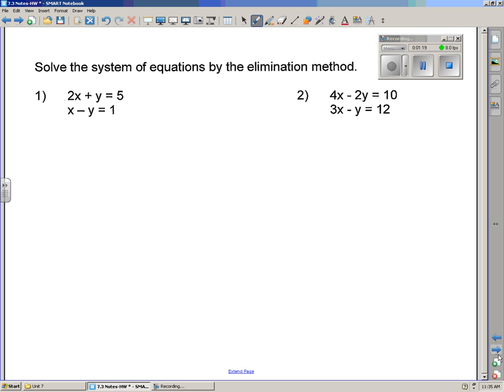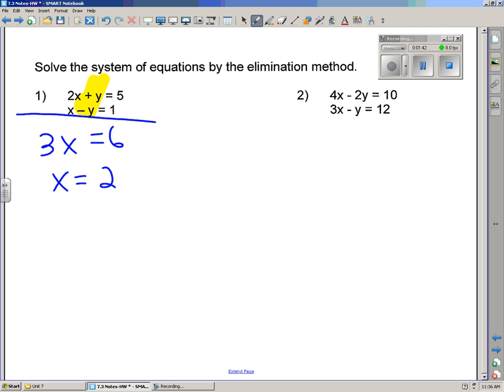So here's how this first one's going to go. Right now, I do have inverses in this particular equation. The y's are inverses, right? One's positive 1y, one's negative 1y. So if I add these two equations, I get 3x, the y's eliminate, that's the point, equal to 5 plus 1, or 6. Divide both sides by 3, and x is 2.